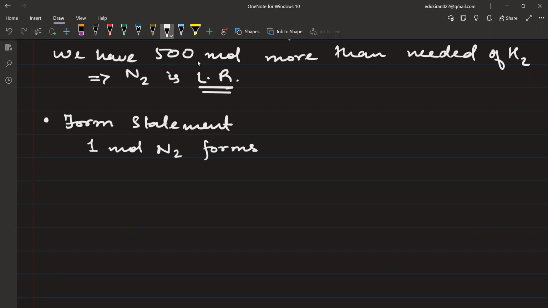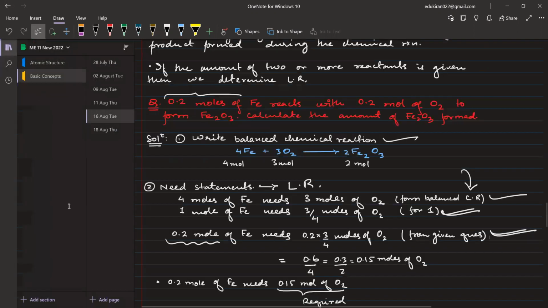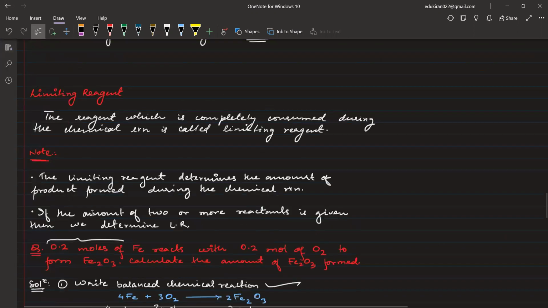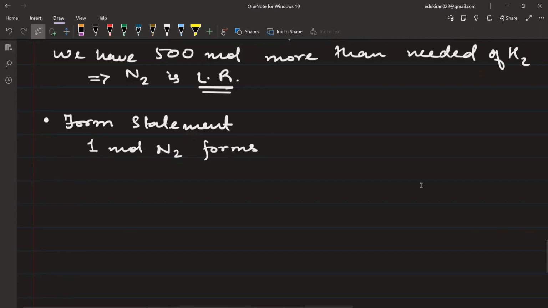forms how many moles of? Achha, why are we taking N2? Because the limiting reagent determines the amount of product. Okay, we have written this point in the limiting reagent also. Please see. If there are 2 or more reactants, the limiting reagent determines the amount of product formed during the chemical reaction. That is why when we write the form statement, we write it according to the limiting reagent. Tell me, Iram, 1 mole of N2 forms dash moles of ammonia. 2 moles.